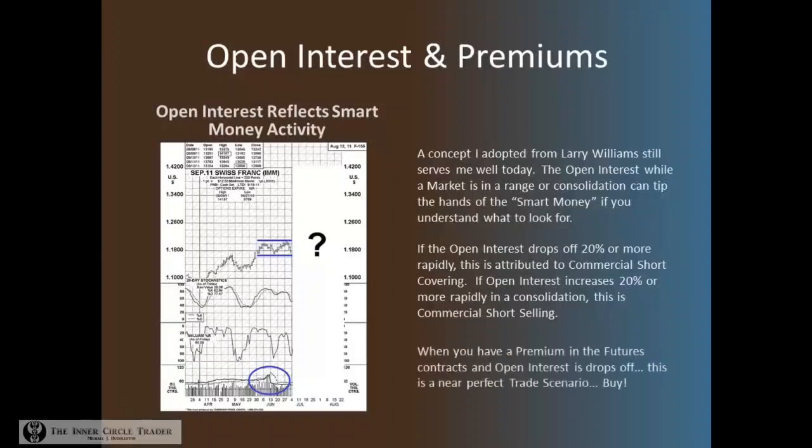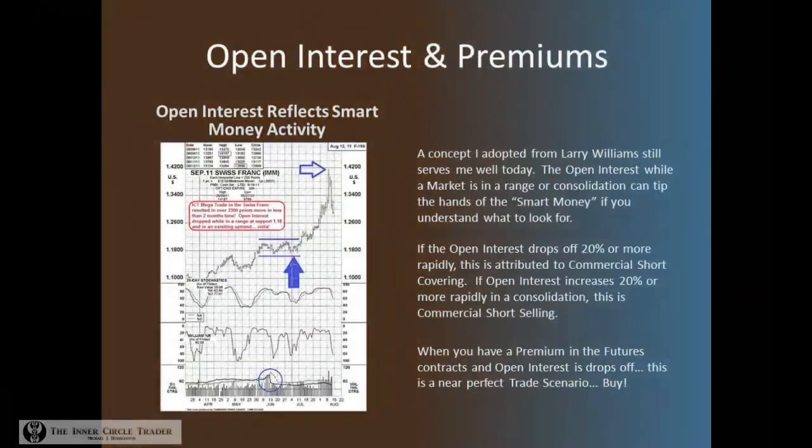When you have a premium in the futures contracts, that means the nearby contract is selling at a higher price than the next month out in the future. That is a premium. That means there's a high demand for that particular commodity or currency. If you see open interest dropping off in that scenario, this is a near perfect trade scenario. You need to be buying. And as a result, this was a mega trade.